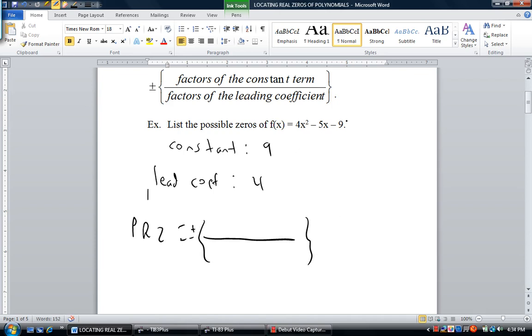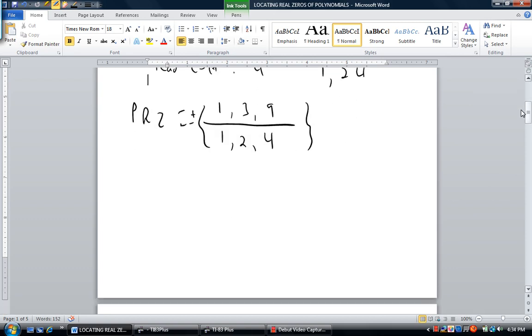I'm going to list all the factors of 9. So all the numbers that divide into 9 are 1, 3, and 9. All the numbers that divide into 4 are 1, 2, and 4. So on the rational zeros theorem, I put the 1, 3, 9 in my numerator, and 1, 2, 4 in my denominator. And then all we're going to do is do all possible combinations.